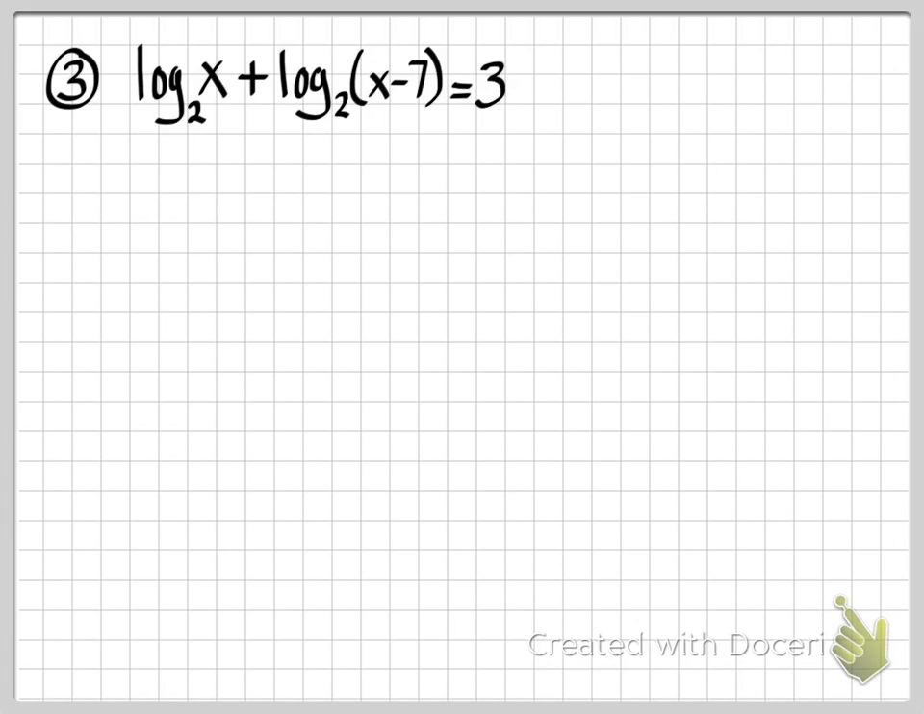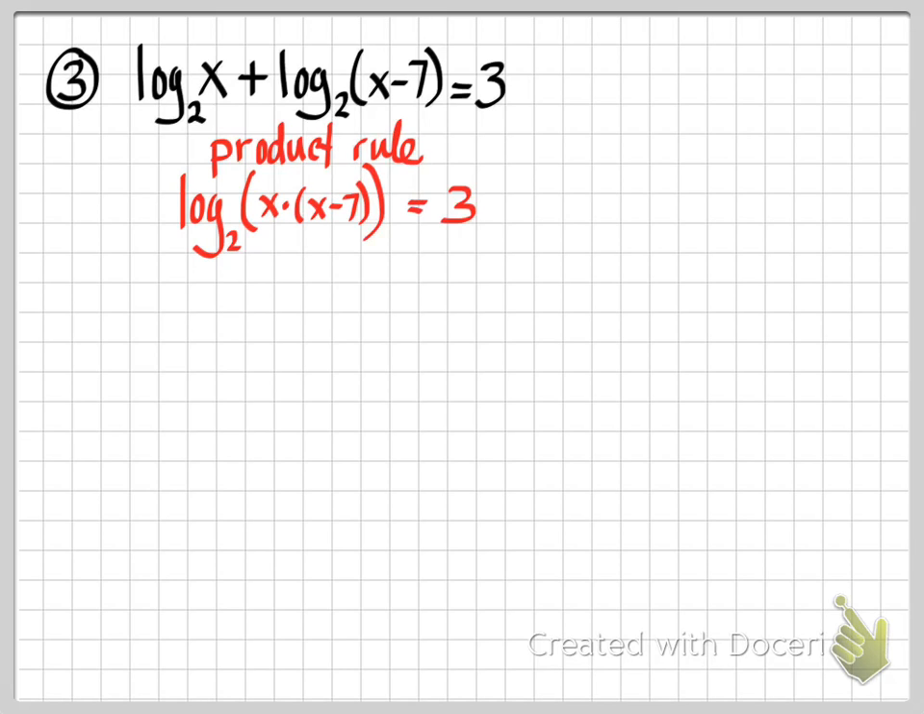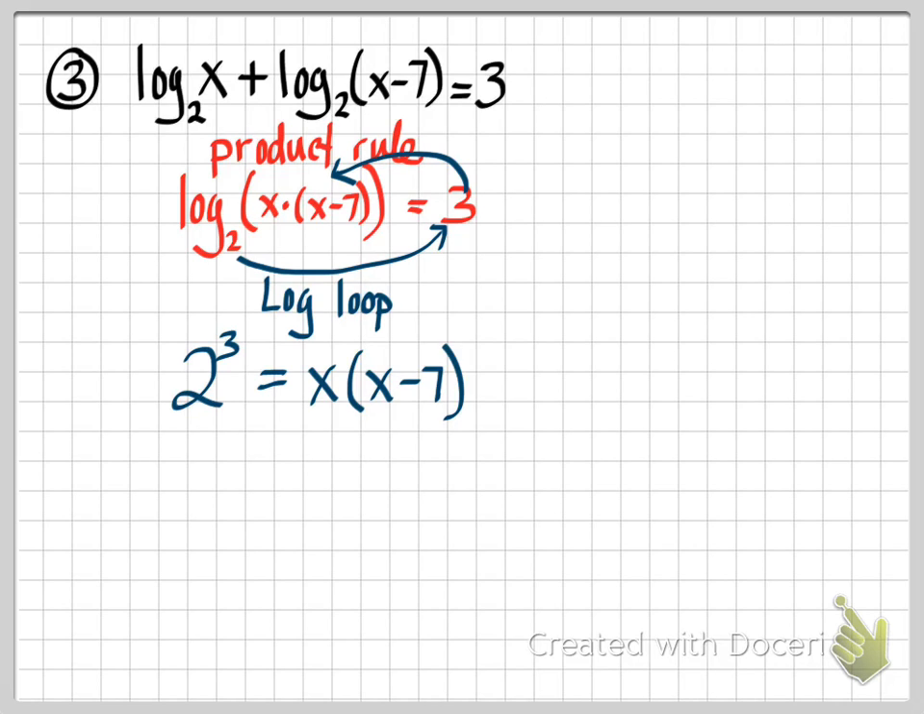The third example is a little bit more complicated. It draws in on some of our properties that we've learned about logarithms. So notice there's 2 logarithms, but they're both base 2. That's good because we can simplify this and make it into one logarithm by using a simple property, the product rule. The product rule will allow us to rewrite this as a product inside of the logarithm because the log of a product is equal to the sum of the 2 logs. And of course now we'll use the log loop by rewriting it as 2 to the third power equals the value on the inside of the log.